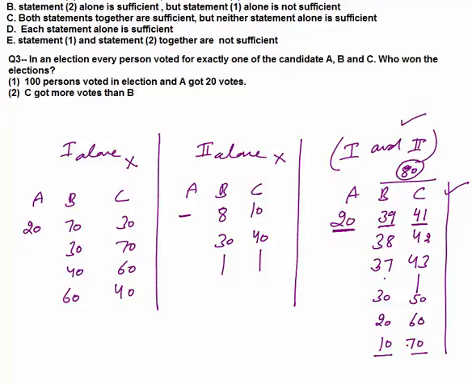The question is not asking how many exact votes C got. The question is asking who won the election. So we can uniquely say that C won the election. So we got a unique answer. C, the third person among A, B, C, won the election. So the combined statements are sufficient to answer the question. So our answer would be E.